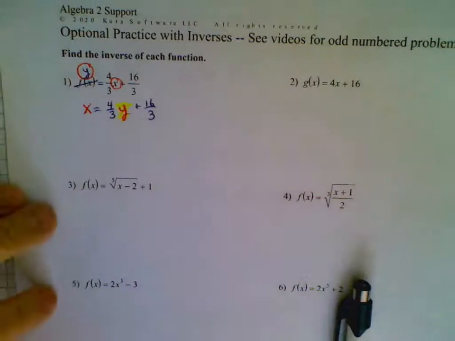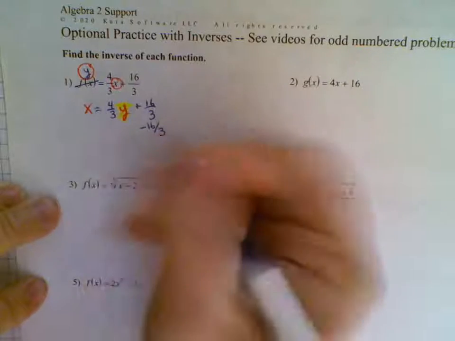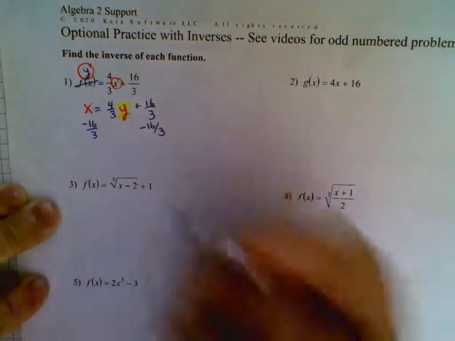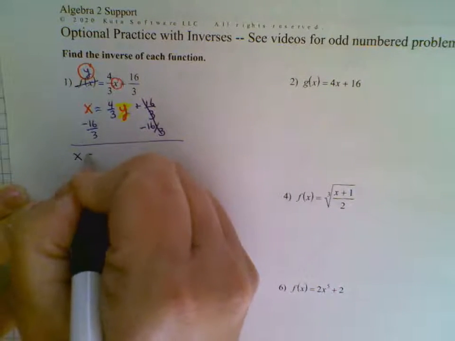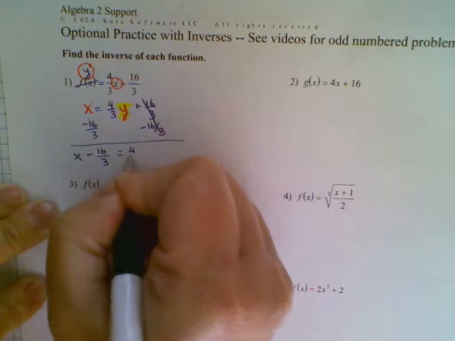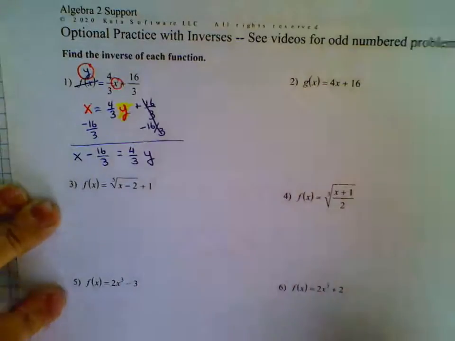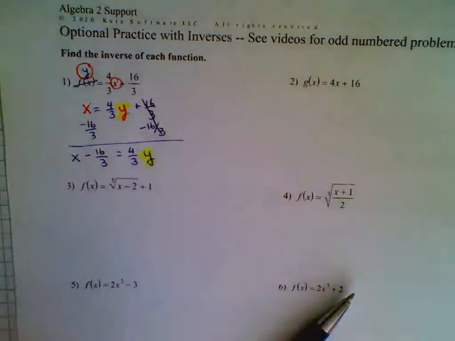So the first thing I'm going to have to do is subtract this 16/3. I know it's a fraction, but it's just a number like anything else, from both sides. This will cancel. And so that gives me x minus 16/3 equals 4/3 y. All right, I'm still trying to get y by itself.